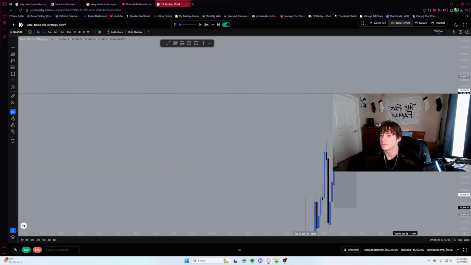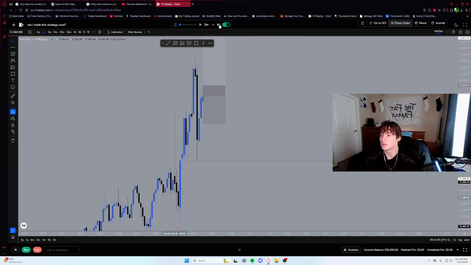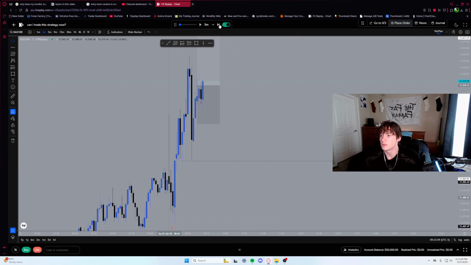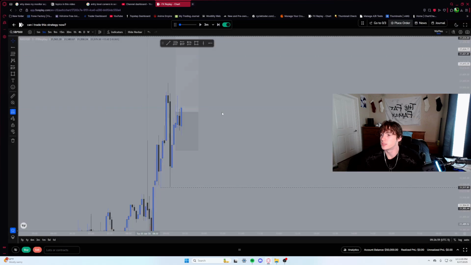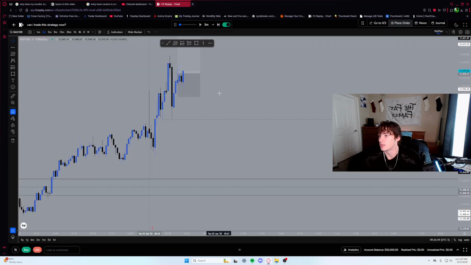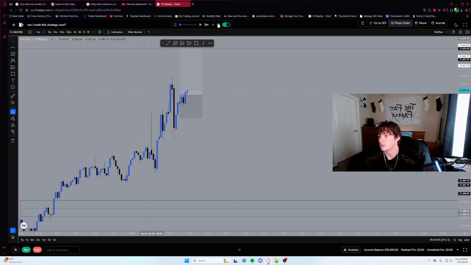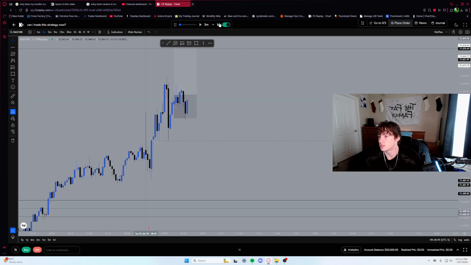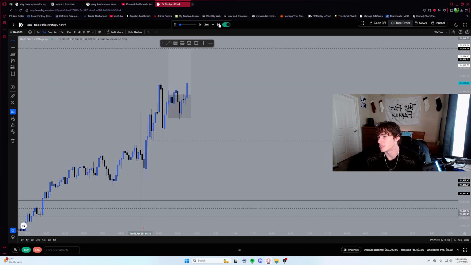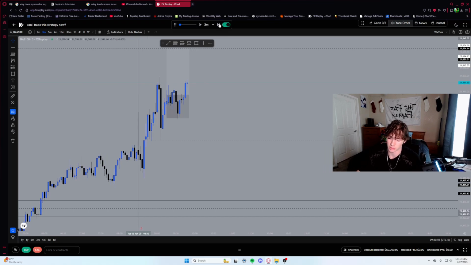1 to 2 RR. Let's see what price gives us. Do we have a bearish S&T here? We do. I'm scared. Very, very scared. Bang, stopped out. We had a bearish S&T. Makes sense. Shouldn't have traded it. That's a no-go.